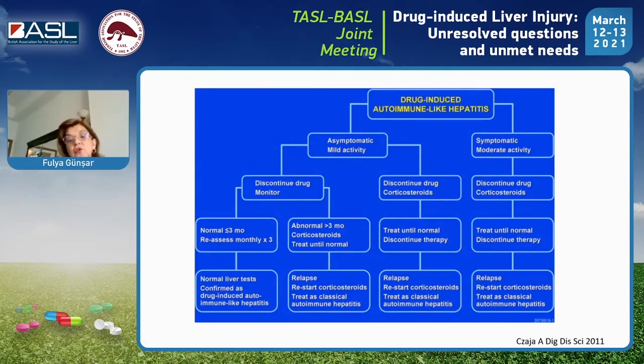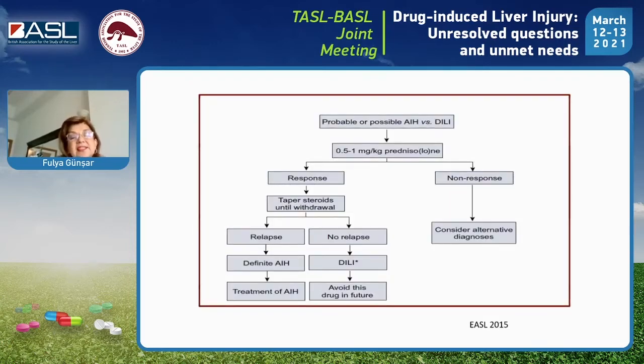It is the Chia's algorithm. I can say for this important thing, if you see the relapse after corticosteroid therapy, you can say this is a classical autoimmune hepatitis. This is a simpler table about the algorithm. After the corticosteroid therapy, if you get response, you try to taper steroids. If you see the relapse, you can say this is definitive autoimmune hepatitis. If no relapse, you can say DILI. If you don't get a response, it is another diagnosis.